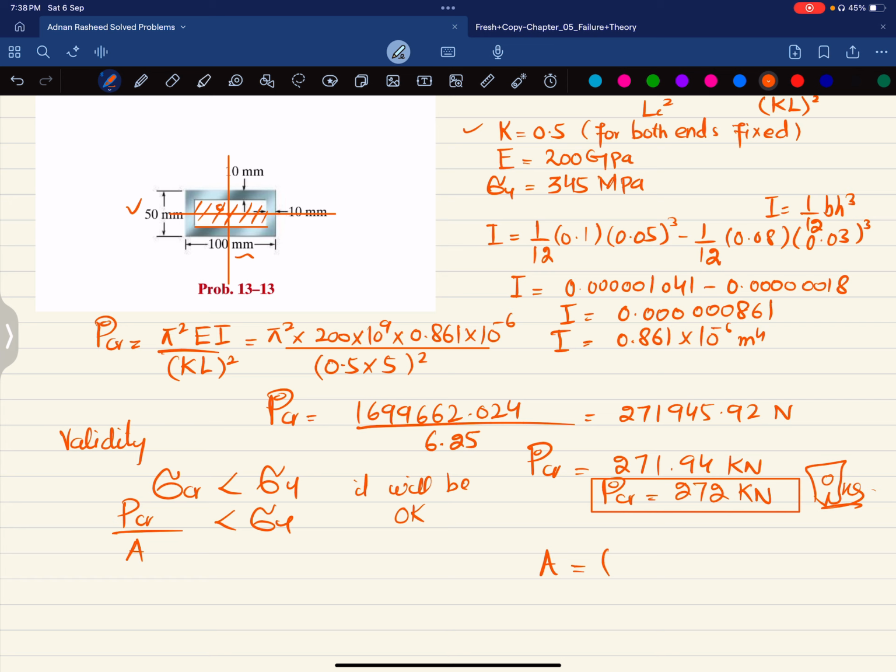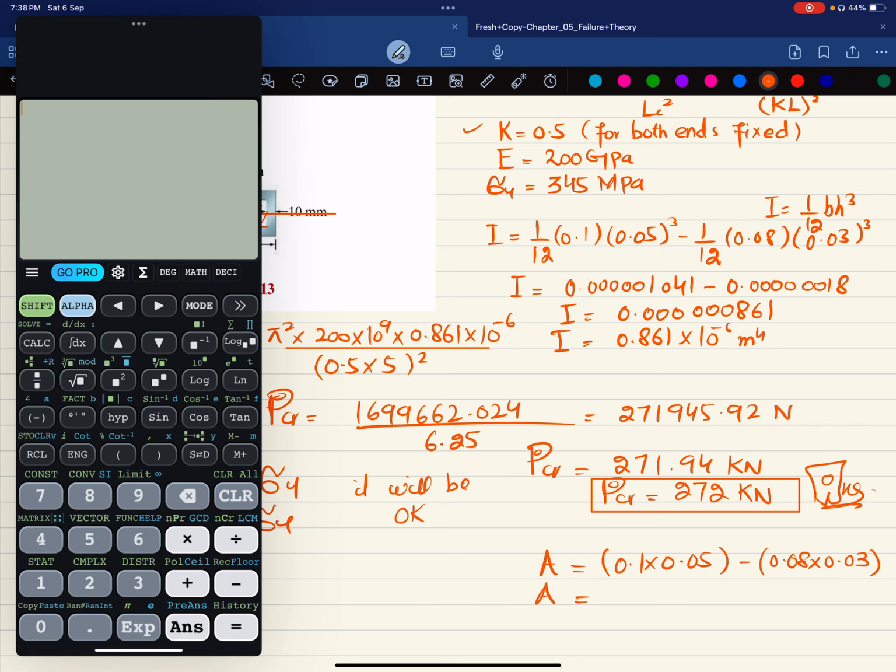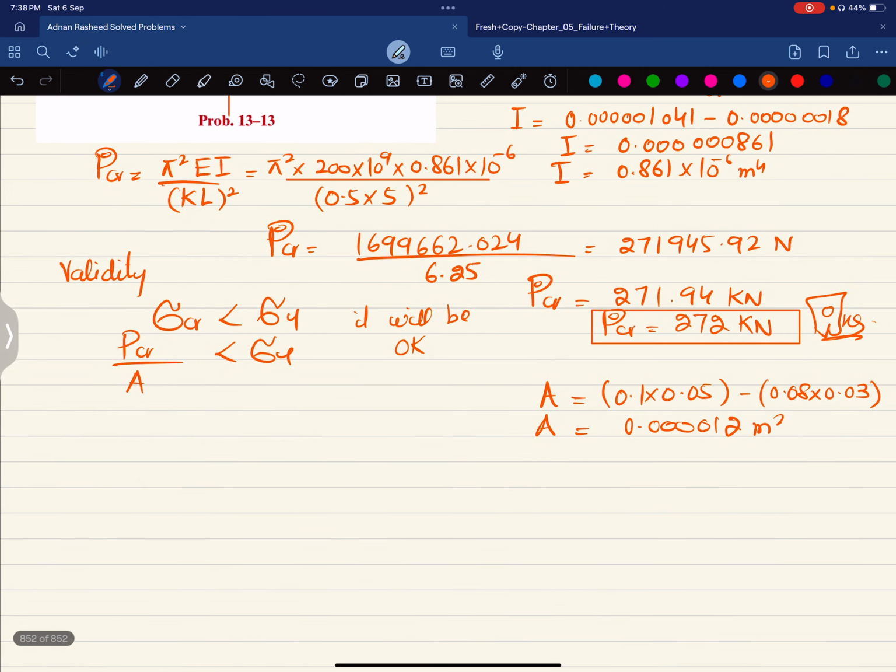So we will take the first whole, that is 0.1 multiplied by 0.05, minus the area of the hollow section, which is 0.08 multiplied by 0.03. Okay, calculating it. So 0.1 multiplied by 0.05 multiplied by 0.08 multiplied by 0.03, that will be equal to 0.000012 square inch.